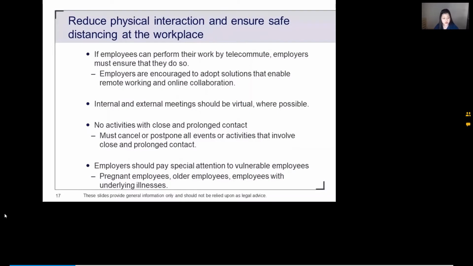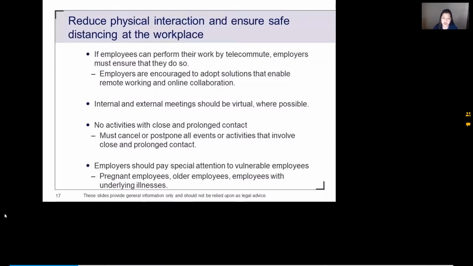Okay, reduce physical interaction and ensure safe distancing at the workplace. Whenever you resume business, employers still need to keep in mind that where employees can perform their work from home, employers must ensure that they do so. So just because circuit breaker is over doesn't mean it's business as usual. It's kind of like a new normal as we slowly adjust back to the situation.